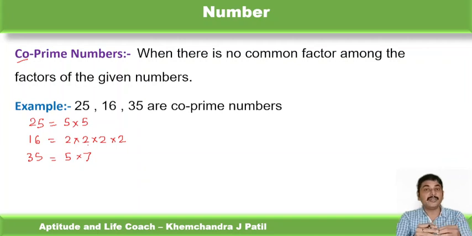If you take 25 individually, it is not a prime number. If you take 16 individually, it is not a prime number. 35 individually, not a prime number. But if you take them together, they are co-prime numbers. That's why before prime, there is the word co. Together, they are prime numbers.